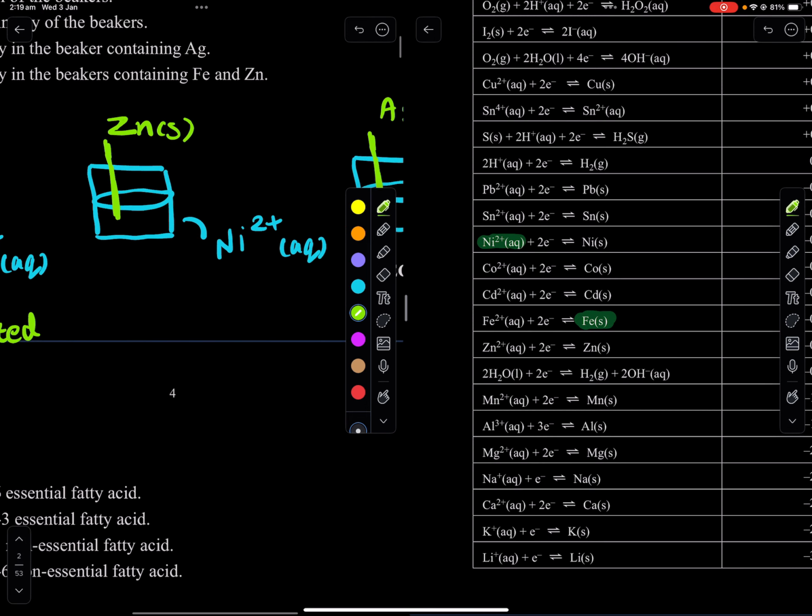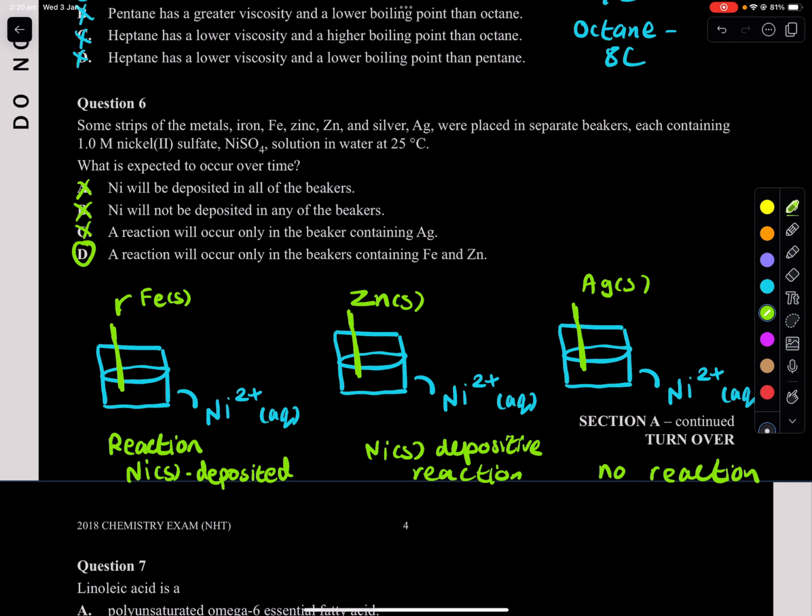Perfect. That's all we're going to need now. Let's see the answers. What is expected to occur over time? Nickel will be deposited on all beakers? No, it will be deposited in these two over here, but not this one, because there's no reaction occurring. Nickel will not be deposited in any of them? No, there will be deposits. A reaction will occur only in the beaker with the silver? No, so it can only be D. A reaction will occur only in the beaker containing iron and zinc. Yes, those are the only ones. So that's great.